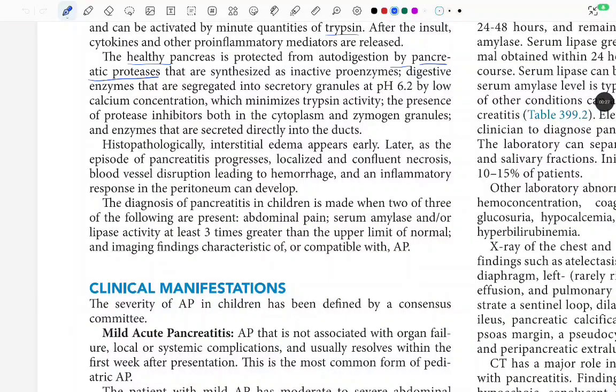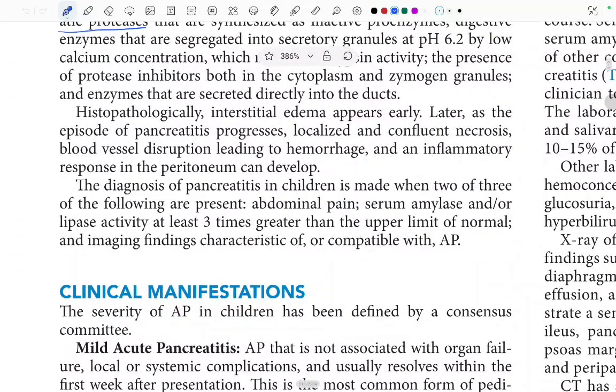So what must be present? Abdominal pain, or serum amylase or lipase activity at least 3 times the upper limit of normal, or imaging findings. So out of these 3, any 2 must be present to diagnose acute pancreatitis.